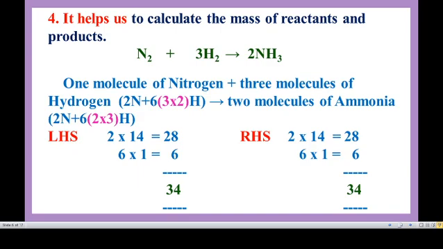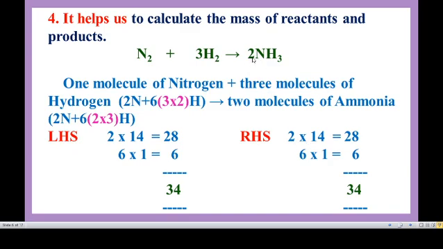And now we'll calculate for hydrogen. 3 molecules of hydrogen, and one molecule contains 2 hydrogen atoms. Therefore 3 into 2, 6 hydrogen atoms are there. The atomic mass of hydrogen is 1. Therefore 6 into 1, 6. So totally the mass of reactants is 34 grams. Likewise we'll calculate for the product side.